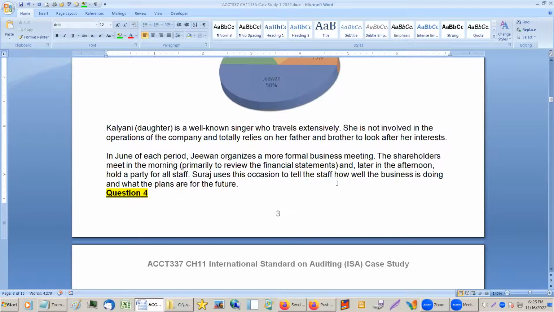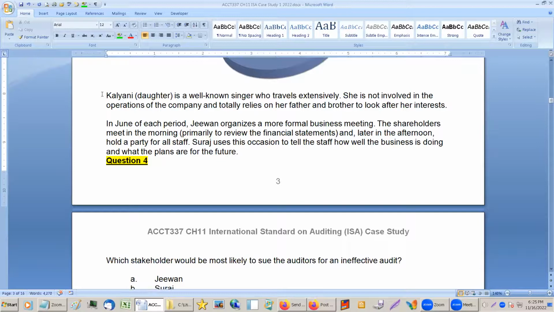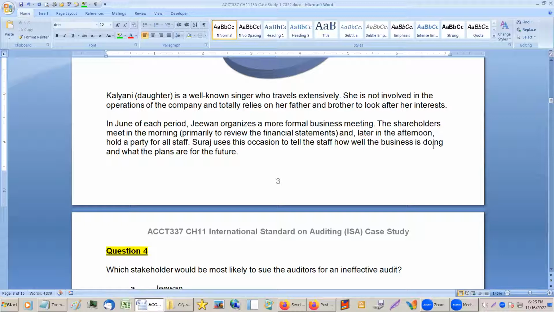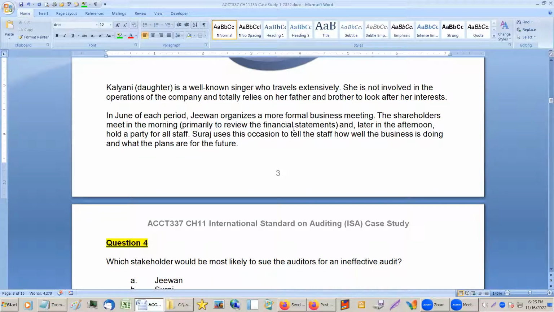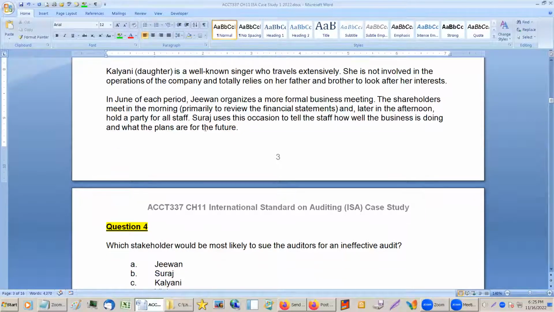Okay, really goofed up my spacing here. The daughter, a well-known singer who travels extensively. In June of each period, Yuan organizes a formal business meeting. The shareholders probably leave in the afternoon and try to use this occasion to tell the staff how well the business is doing and what the plans for the future are.